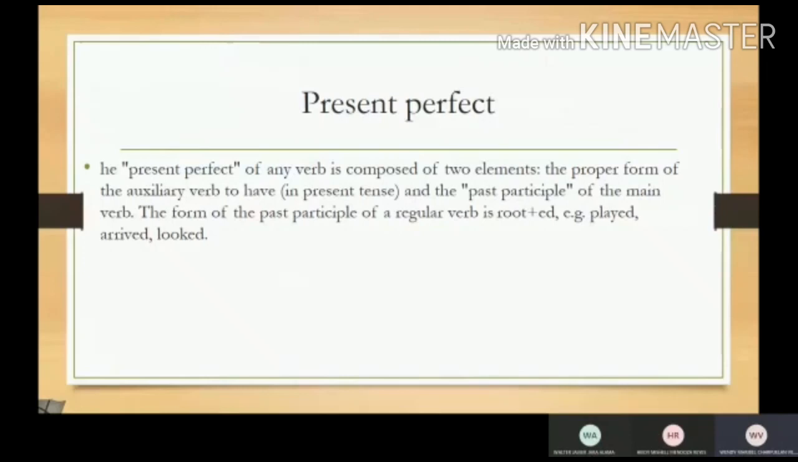Present perfect. The present perfect of any verb is composed of two elements: the proper form of the auxiliary verb to have in present tense and the past participle of the main verb. The form of the past participle of a regular verb is the verb plus -ed. Example: played, arrived, looked.